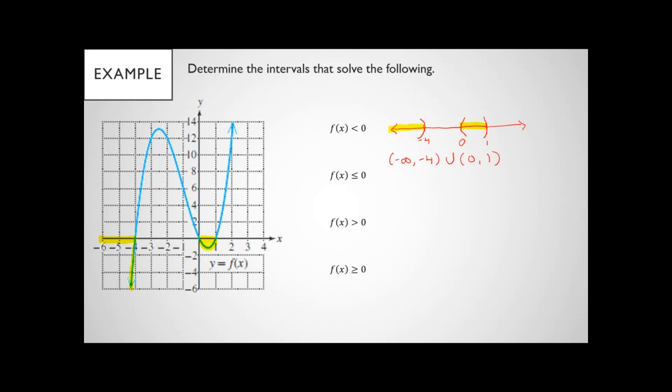Now for less than or equal to 0, it's the same thing, except that you're allowed to include those endpoints. It will look the same, just with brackets instead, because those are where it's equal to 0. So we just switch all of our parentheses to brackets, except those that have infinity involved, because you can't reach infinity.